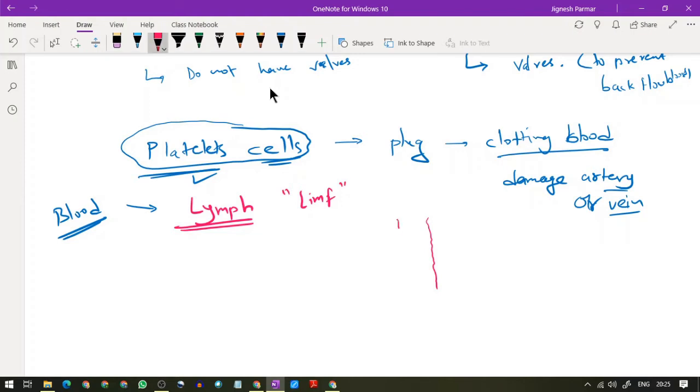Okay, in this construction there are some holes given over here. Arteries are like this, and they have certain holes over here.